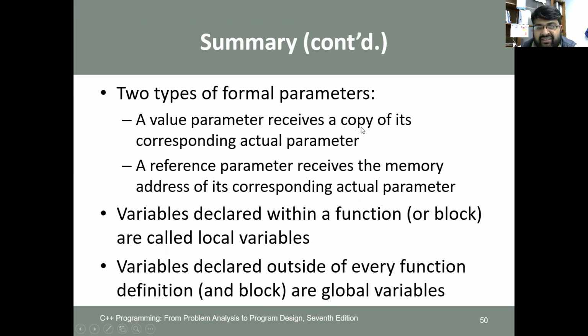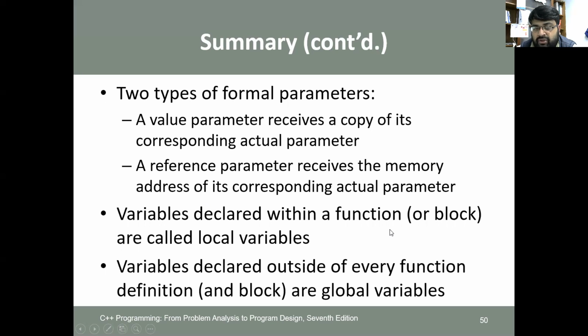A value parameter actually receives a copy of its corresponding actual parameter. It has its own memory space, and in its own memory space, it is just copying the value that it receives from the actual parameter. However, a reference parameter actually receives the memory address of its corresponding actual parameter, and it makes changes in the same memory address. So it does not have its own memory allocated. If you want to save memory, use reference parameters, but this causes changes in the actual parameter. So if you want to preserve your actual parameter, always use a value parameter. However, if you want to make changes to the actual parameter, use a reference parameter.